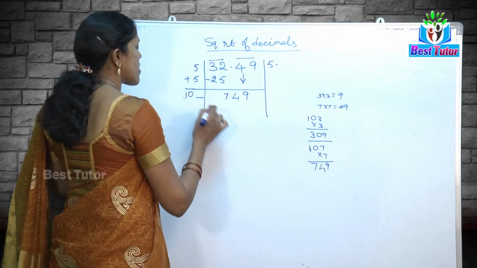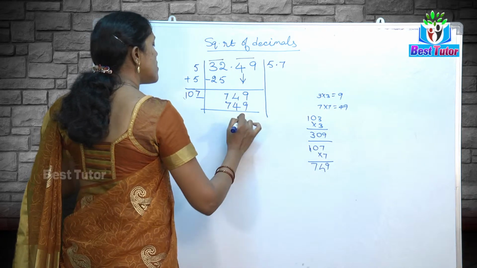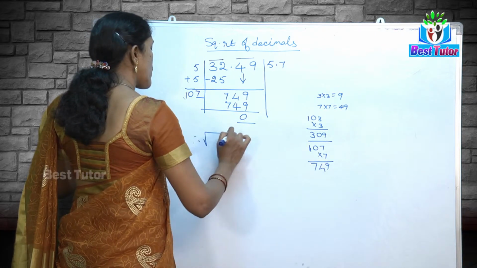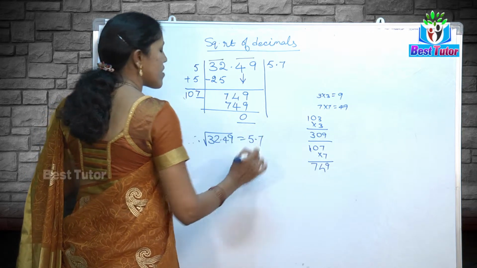So we have got 749. 107, 7s are 749. Right. Therefore, square root of 32.49 is 5.7.